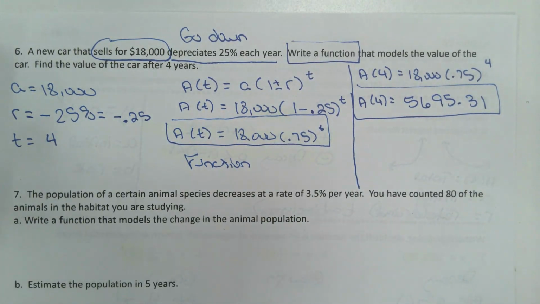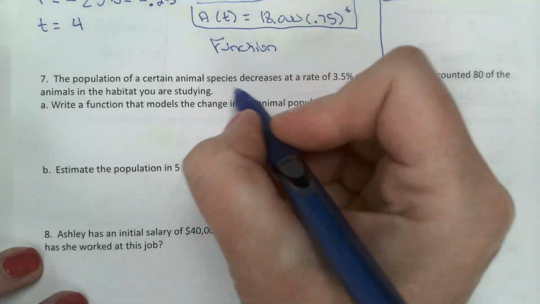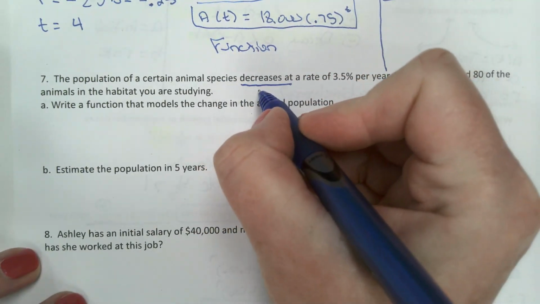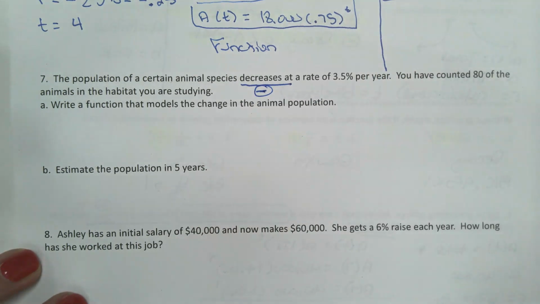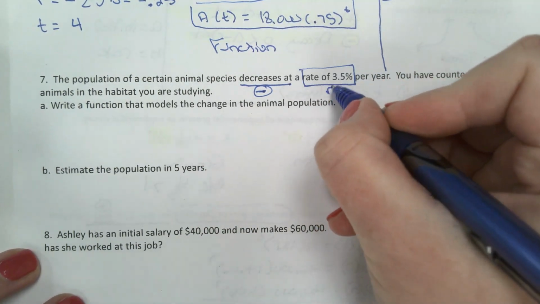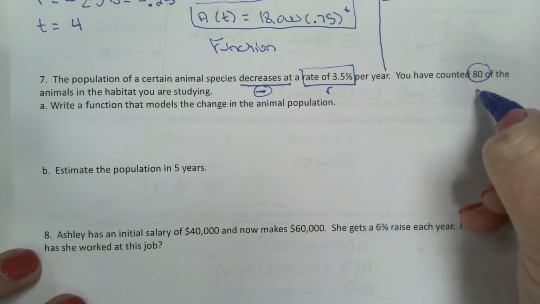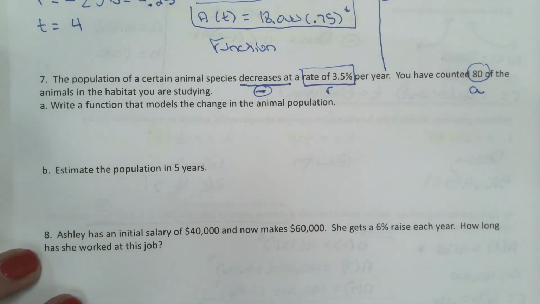Number 7, a certain animal species decreases, so I'm definitely going to use the minus, at a rate of 3.5% per year. So there's your R. You have counted 80 animals in the habitat you are studying. So there's my initial amount. Write the function that models this.